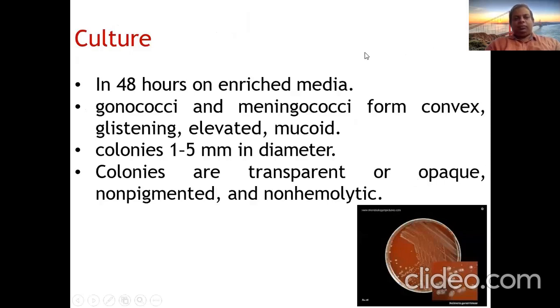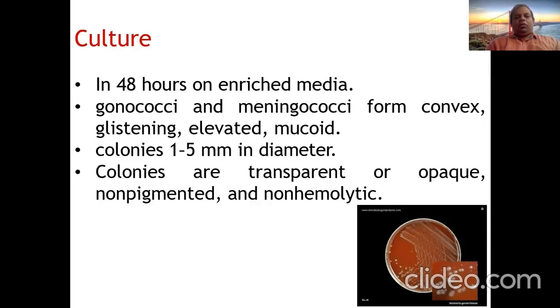Culture. In 48 hours on enriched media, it requires enriched media. So we say these organisms are fastidious. Compared to Staphylococcus and Streptococcus, they require additional nutrition like hemin and other factors. So we have to provide enriched media.